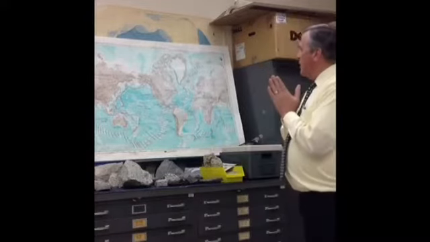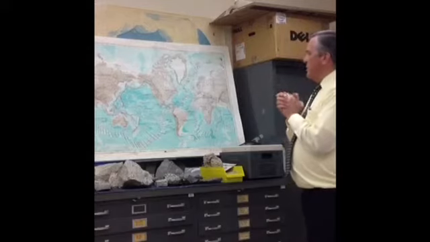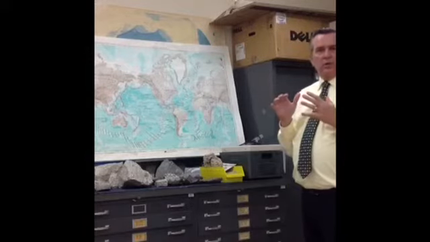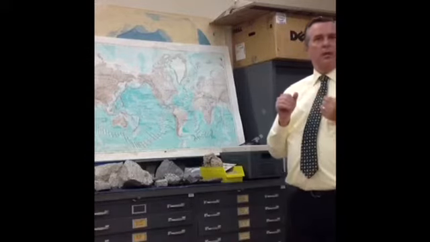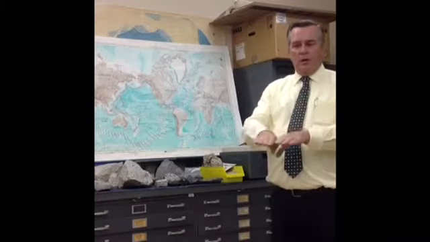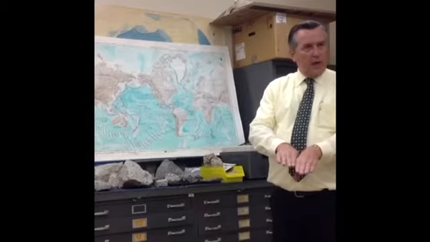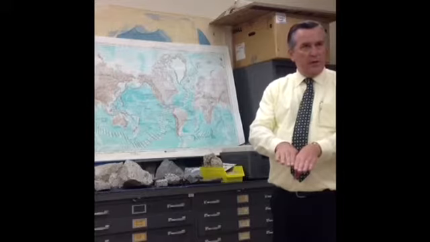We have three types of plate boundaries. The one that we're concerned with here in Southern California is this transform plate boundary you hear people talk about. This is where the crust actually slides horizontally past each other.